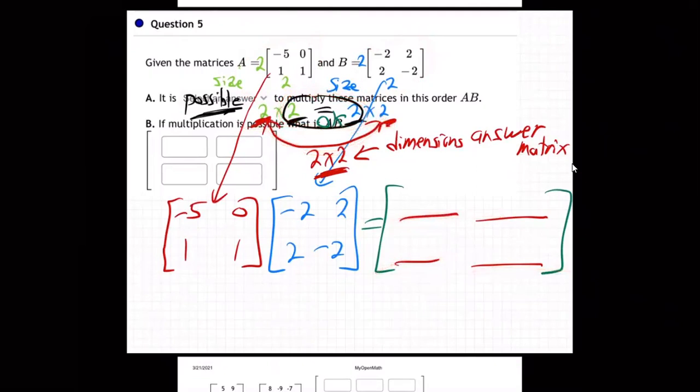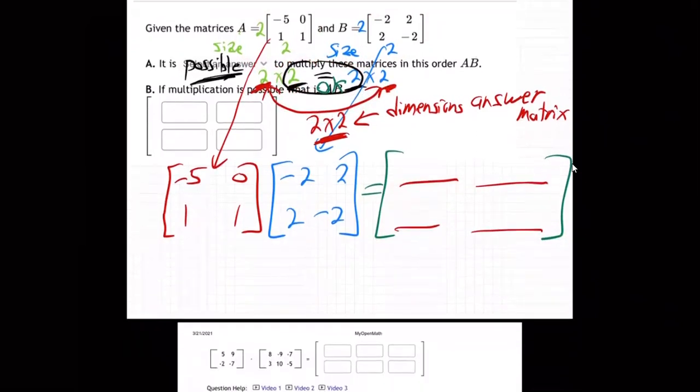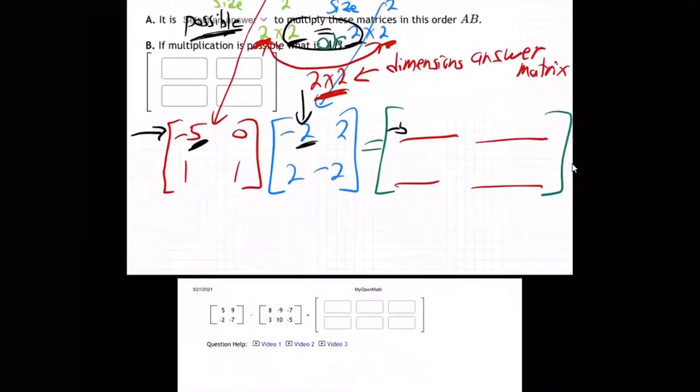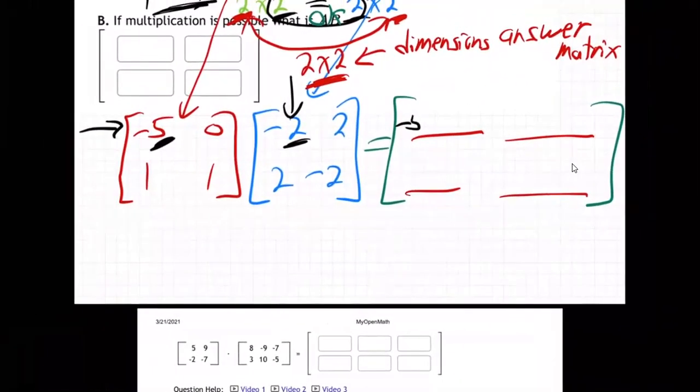All right? Okay, so now what is the actual answer? How do you do it? Well, here's what you do. You take your left hand, and it's got to go straight across, and your right has to go down. And you just jump every time you switch. Here we go. -5 times -2. And then he jumps to the next one, and he jumps down.